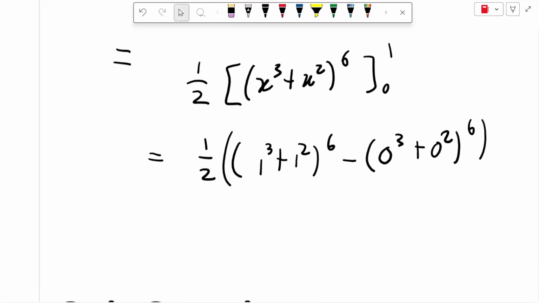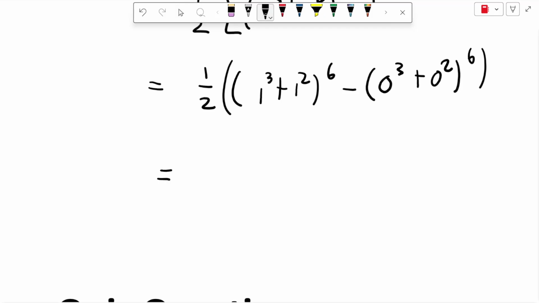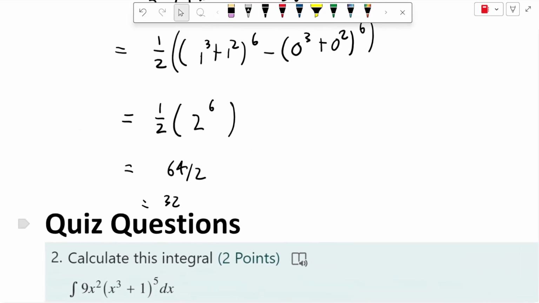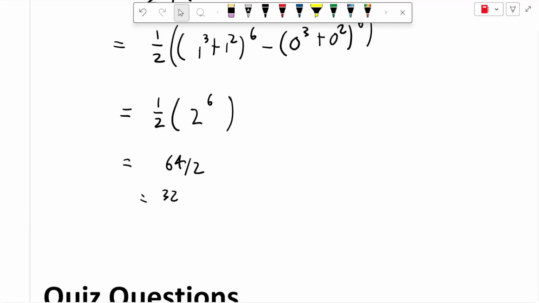And if we work through this, you're going to get a half of, let's see, 1 plus 1. So that's 2. And we're raising that to the power of 6. And then it's just take away 0. So this is, well, it's 64 over 2, but it's 32 as the answer there. Okay, so that's one way to do it.